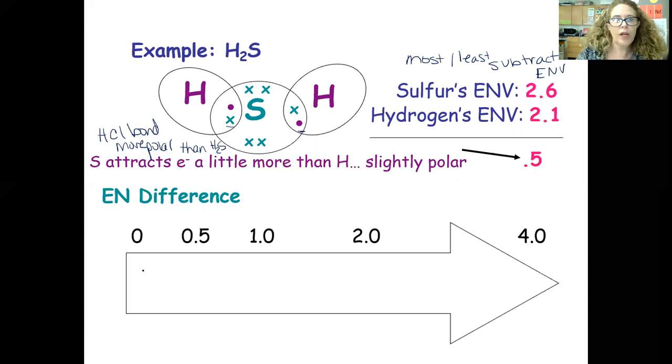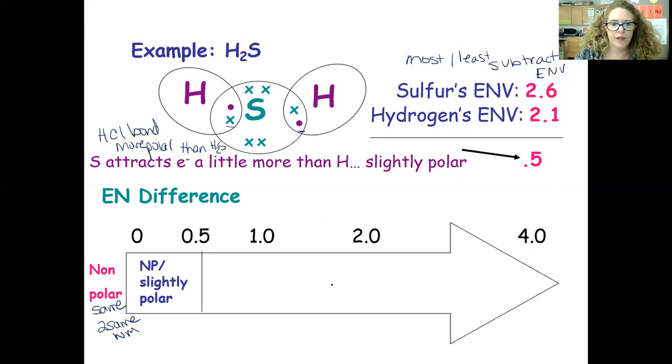So from our electronegativity difference, as we go from a 0 to a 4.0, because that's the scale, up to a 4.0 electronegativity, the nonpolar, meaning not different or the same, is going to be basically 2 of the same nonmetals. And anything around or above 0.5, these are nonpolar or very slightly polar.